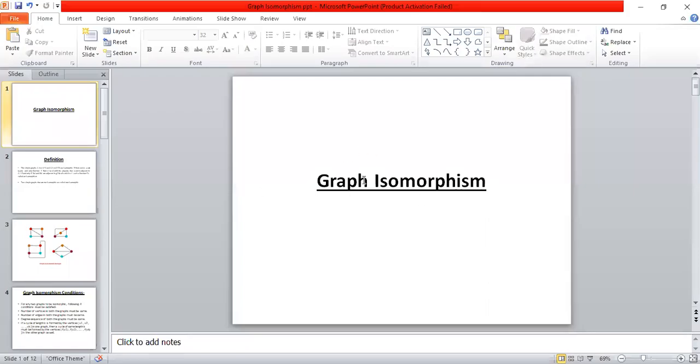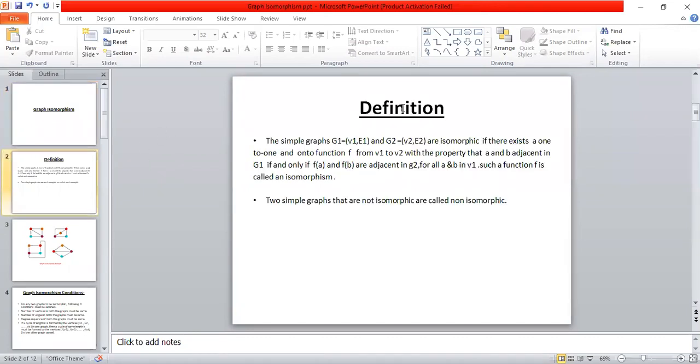Good morning, everyone. Today we'll discuss graph isomorphism. First, let me define what graph isomorphism is. So here we have a definition.